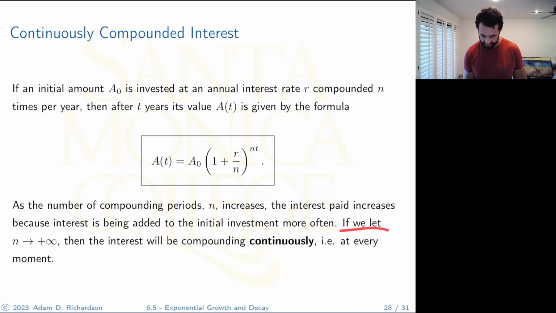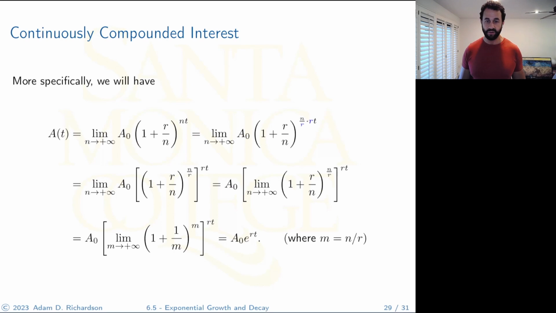Well, maybe you can kind of see what's going to happen here. We're going to let n go to infinity and see what this formula becomes. That's the idea. So this is what we'll have. We know that the amount will be this limit instead because we're going to let the number of compounding periods increase to infinity. So the way that we're going to evaluate this limit is through a little bit of cleverness, a little bit of substitution.